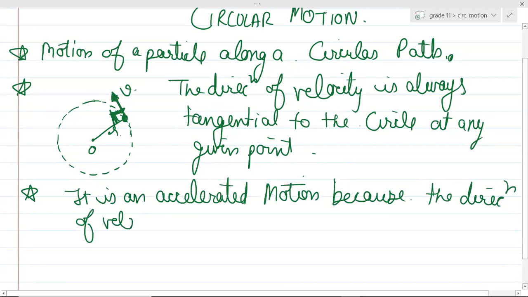Sir, small doubt, sir. Normally, acceleration means some sort of push, right? So here also some force is trying to pull it towards the center. That is called the centripetal force. We'll come to the force aspect later on.